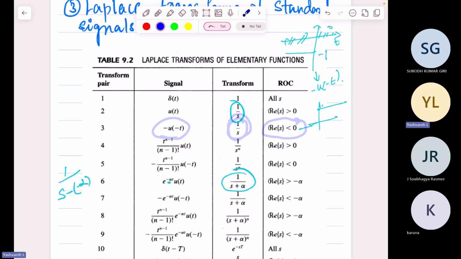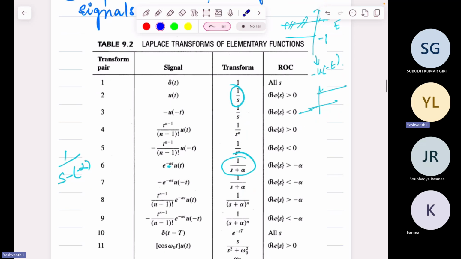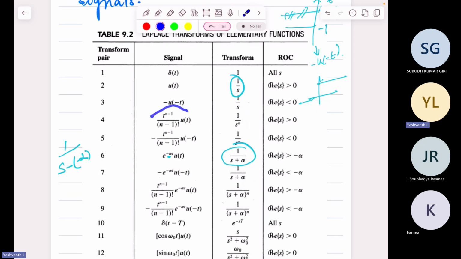That's why I always say the ROC is very important. If someone asks you what is the signal for which the Laplace transform is 1 by s, I cannot uniquely tell. If someone also gives you the ROC with it, then I can uniquely tell what is the signal for which the Laplace transform is 1 by s. Fine. The next signal is t power n minus 1 by n minus 1 factorial times u of t, whose Laplace transform is 1 by s power n, and the ROC is real part of s greater than 0.